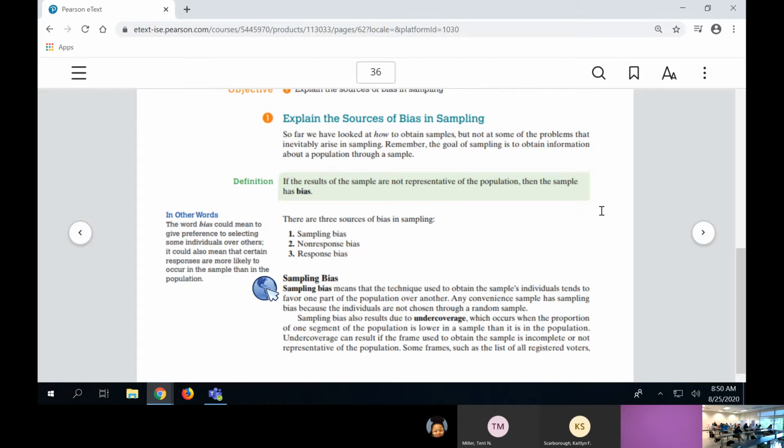Can you think of any profession that is not biased? I can. I can think of 2. Can y'all? A judge. And what's the other one? An umpire or a referee.